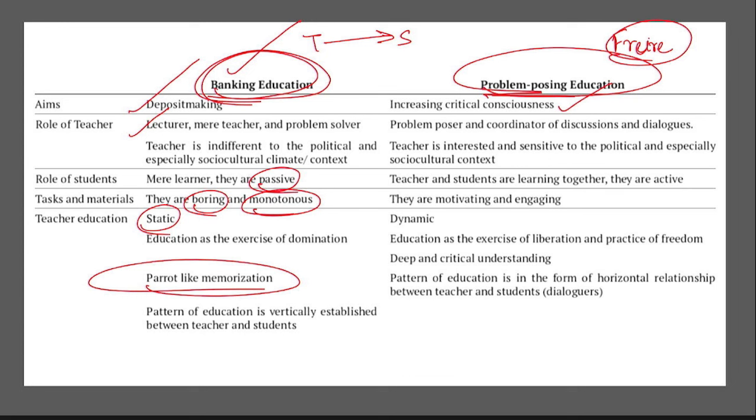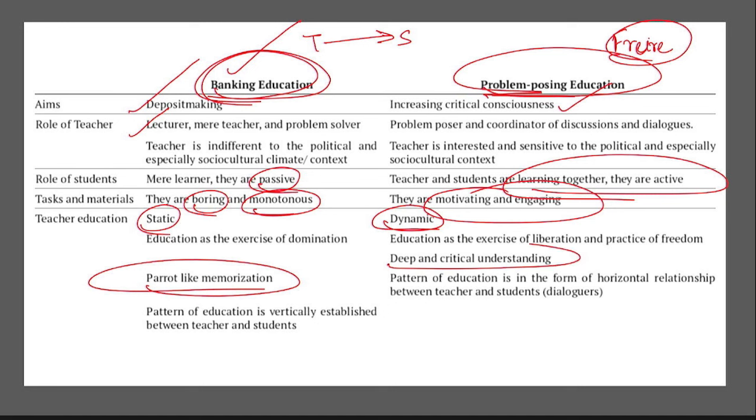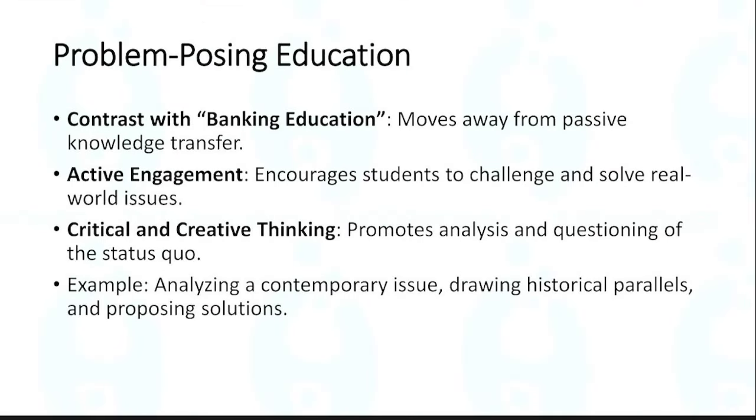When students are actively discussing, it becomes a dynamic process, right? The students also learn from the teacher and vice versa. The students and the teacher learn together and from each other, right? So when that happens, it becomes more motivating and engaging, and this always fosters deep and critical understanding. That is called problem posing education, where dialogic learning is done, and this encourages and increases critical thinking. Critical consciousness is the next thing.